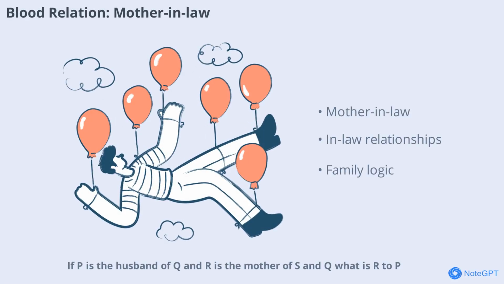If P is the husband of Q and R is the mother of S and Q, what is R to P? The answer is mother-in-law. R is Q's mother and P is Q's husband, making R the mother-in-law of P. Understanding in-law relationships is important for these questions.